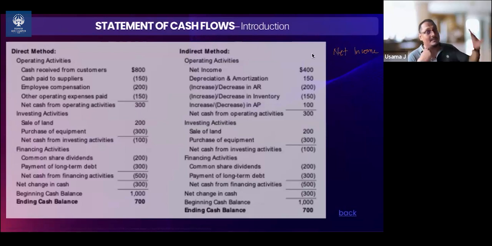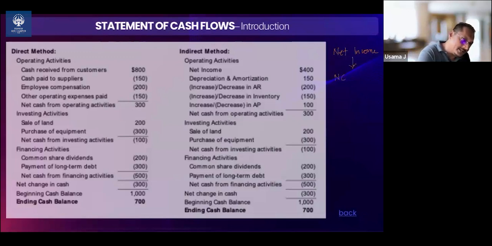Now don't forget, the income statement is prepared on the basis of accruals. And net income, net profit, profit is not cash flow. We might have sold, but we haven't received the cash. We might have purchased, but we haven't paid the cash. So that is on the basis of profit, not on cash. This net income, we will make adjustments to convert to cash. And what are those adjustments?